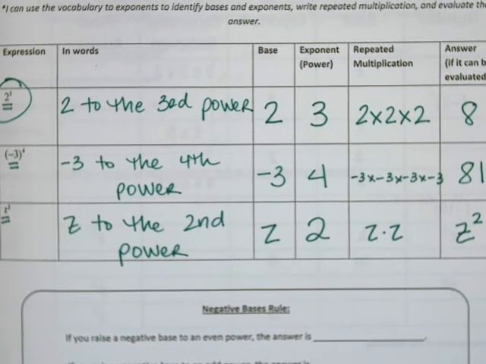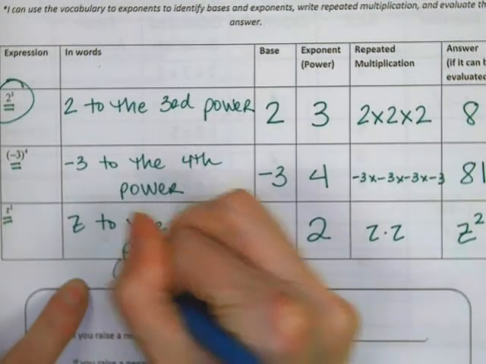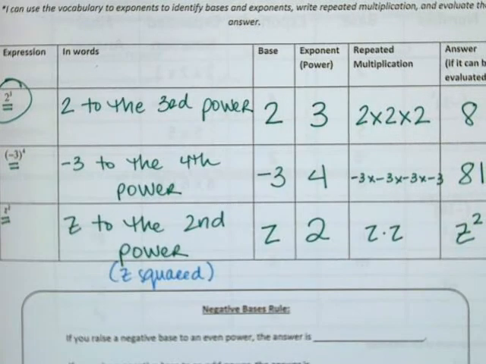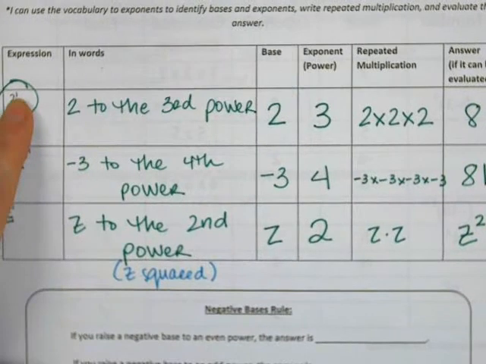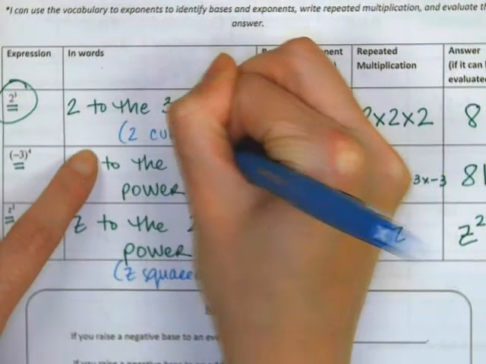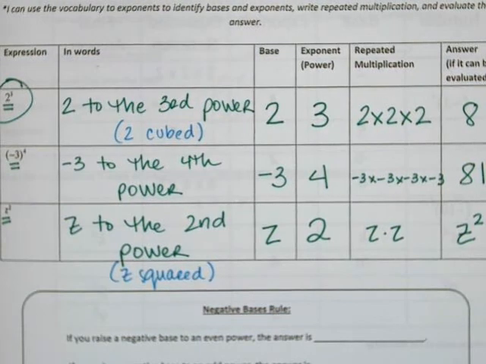Oh, and something, guys, I should have said, another way to say to the second power is z squared. And then while we're at it, another way to say to the third power is cubed. Just in case you ever hear me say those words. All right, so that's the vocab of exponents.